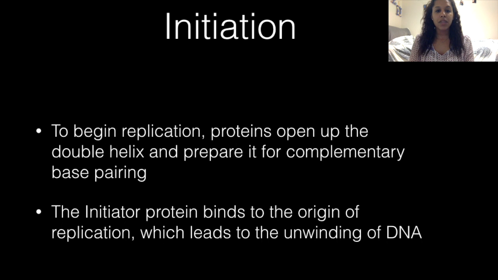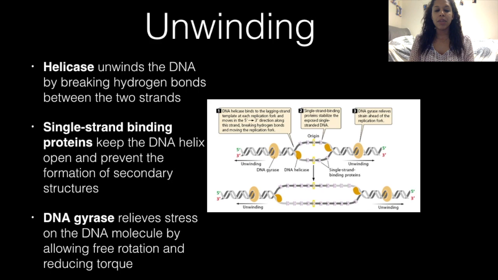Unwinding. Helicase unwinds the DNA by breaking hydrogen bonds between the two strands. Single-strand binding proteins keep the DNA helix open and prevent the formation of secondary structures. DNA gyrase relieves stress on the DNA molecule by allowing free rotation and reducing torque.